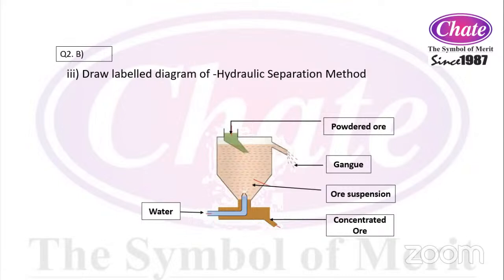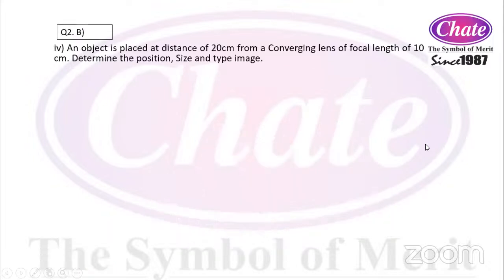While writing the labels, use a highlighted, that means I don't mean different colors, but just use a proper pen to write down these labelings. So this is the hydraulic separation method, and the diagram will get 1 mark and labeling is also for 1 mark. So the diagram should be appropriate. Do not miss any part of that diagram. Okay. Next one is an object is placed.